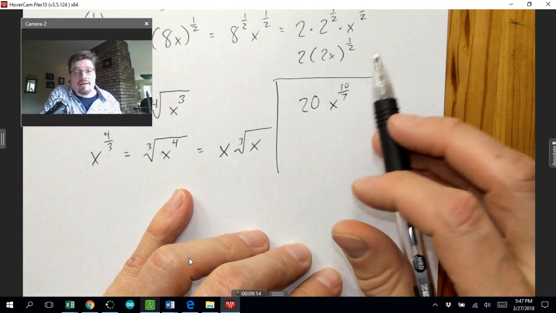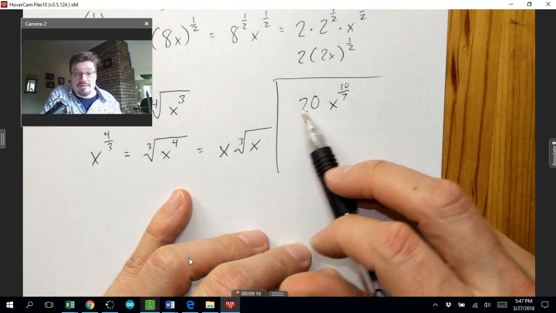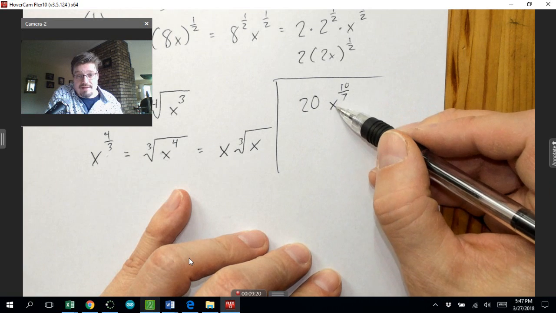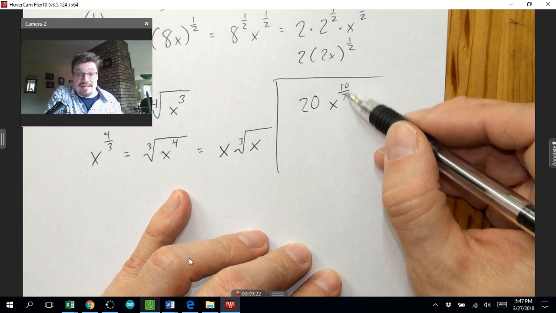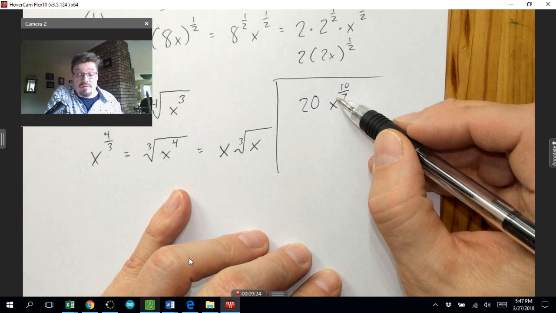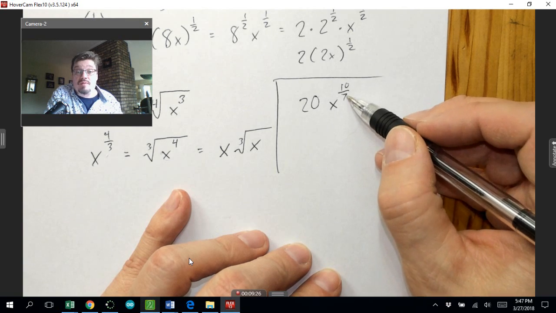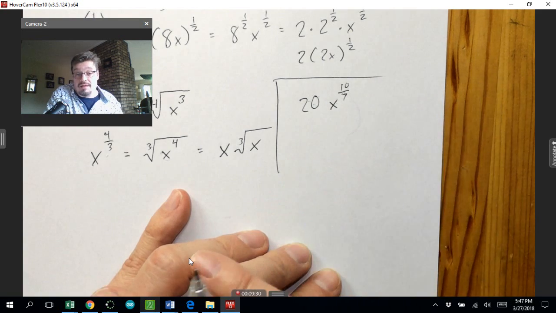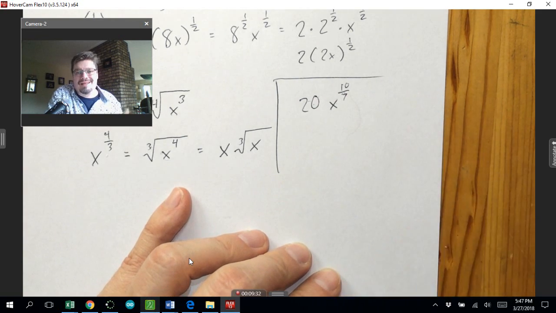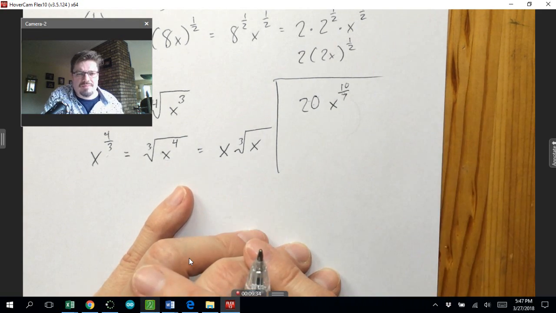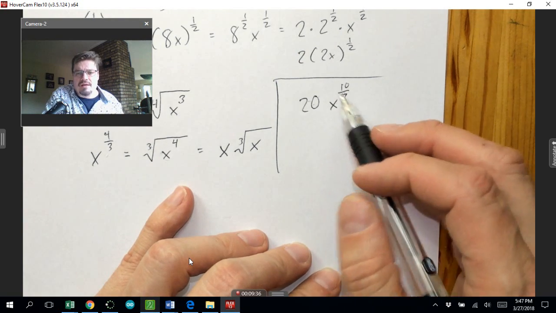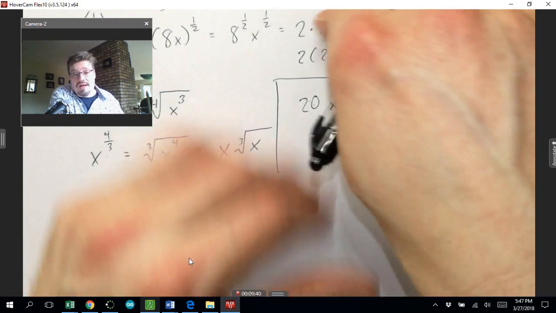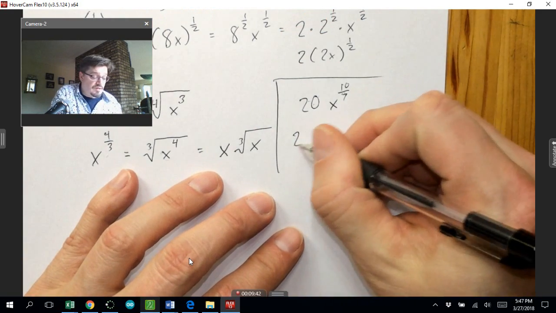If I want the 10/7 to apply to the 20, I'm going to have to put parentheses around it. Then this exponent would be distributed to both. Exponents distribute over multiplication. They don't distribute over addition or subtraction. That would be like some binomial theorem type stuff. This can distribute over multiplication. So it only applies to the x. So the 20 is just there.